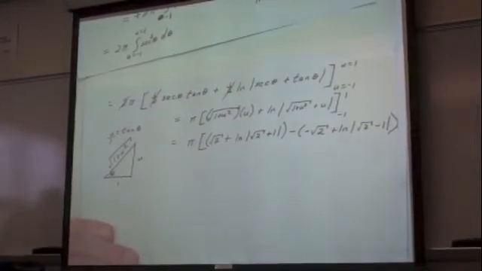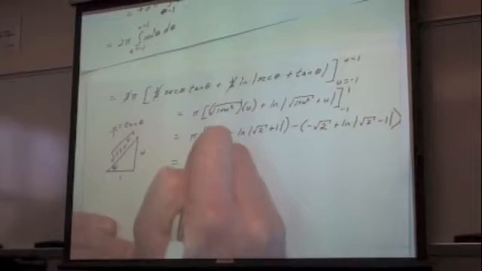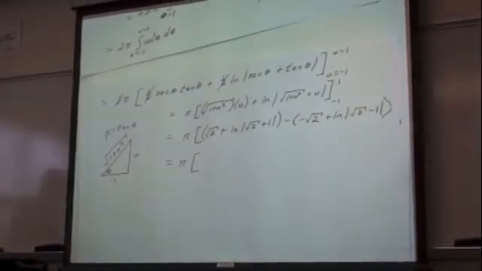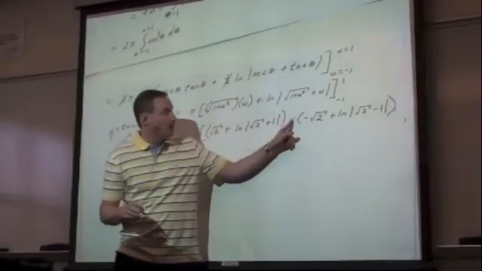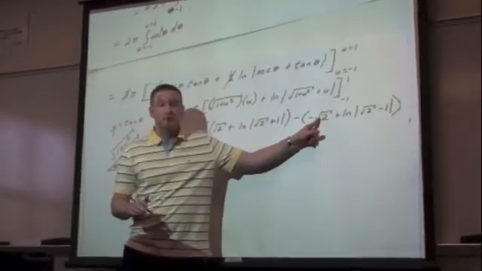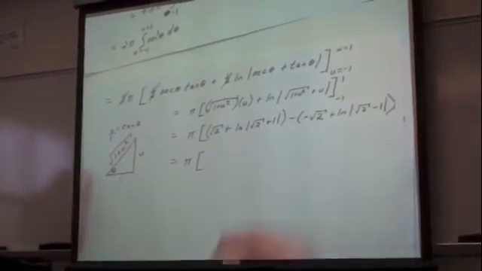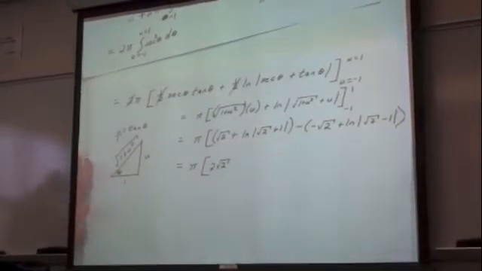So trying to simplify this beautiful mess, I'll have pi times the group. Collect like terms. You have a couple of square root terms in there. The square root of 2 minus a negative square root of 2, that's 2 on the root of 2. So I'll have pi times the group, 2 on the root of 2.